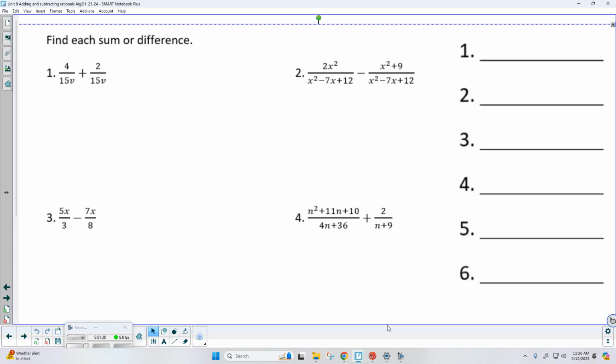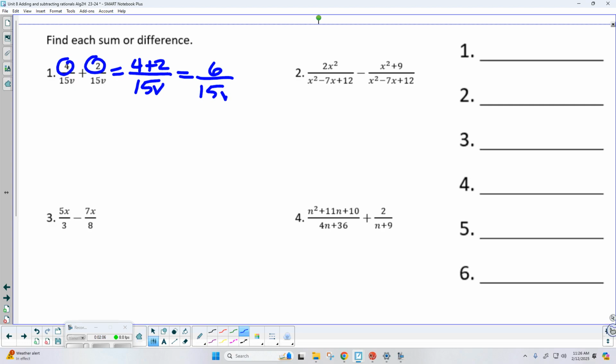Okay. Number 3. Okay, let's take a look at it. Now, before we start with number 3, let's start with one that is a lot simpler, like number 1. So we have 4 over 15v plus 2 over 15v. If you already have the same denominator, all you have to do is keep that denominator. And remember, it's the numerators that you're going to combine. So in this case, we get 6 over 15v.